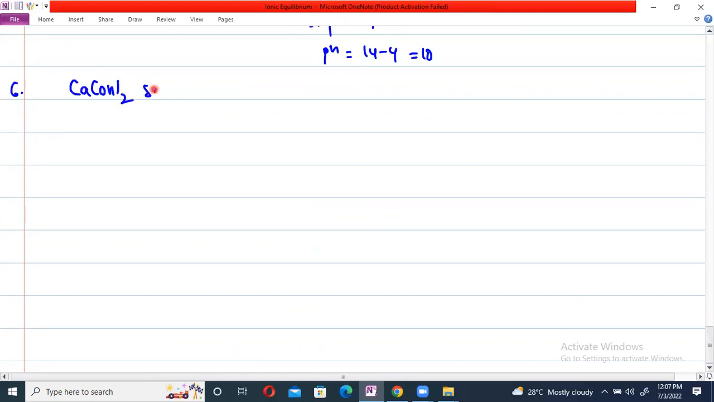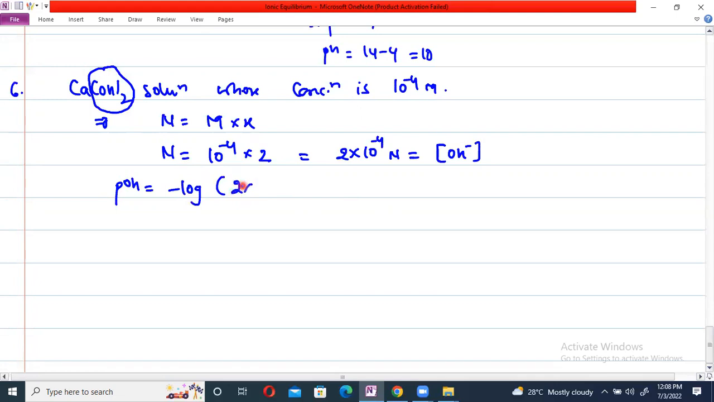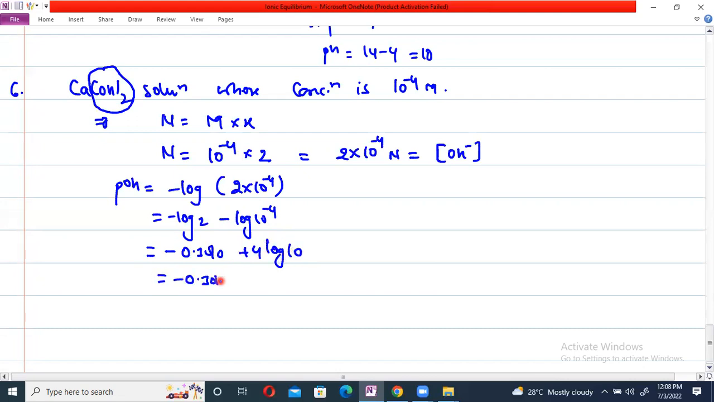But now, same question I want to write in this way. I am having calcium hydroxide solution whose concentration is 10 to the power of minus 4 molar. So first, normality equal to molarity into X. Molarity is 10 to the power of minus 4 and X is 2 because this calcium hydroxide can replace 2 OH minus ions. So normality I am getting as 2 into 10 to the power of minus 4 normal. For a base, it is the concentration of OH minus ion. Then get the pOH: minus of log 2 into 10 to the power of minus 4, minus of log 2 plus minus of log 10 to the power of minus 4, minus 0.3010 plus 4 log 10 value is 1. So 4 minus 0.3, 3.7 is the pOH.